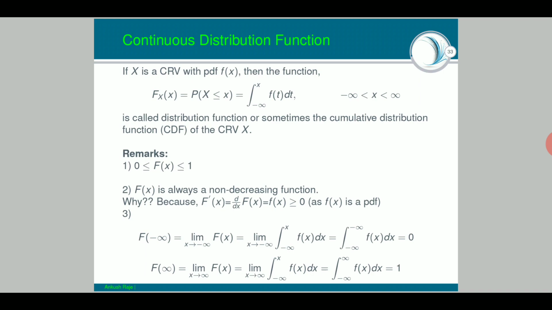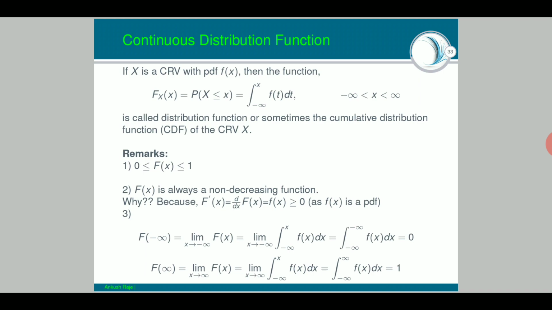If x is a continuous random variable with probability density function small f of x, then the function F of x is equal to the probability of the random variable X being bounded by some small x, and it is given by the integral from minus infinity to x of f(t) dt, where x ranges from minus infinity to infinity. This is how it is defined. It is nothing but the cumulative distribution function.